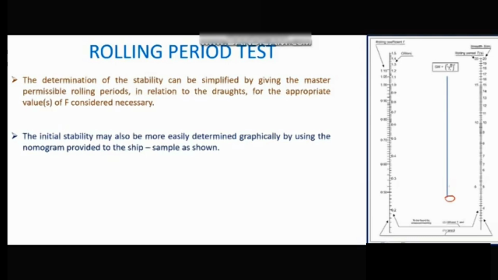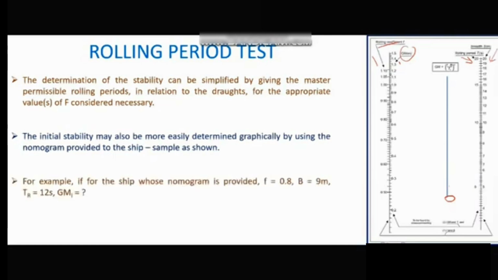Then you see on each y-axis, you have two scales. You have the rolling coefficient here, you have GM here. You have rolling period here, time, and you have the breadth here. So there are different scales on the axis. How this nomogram was to be used, I can take you through this example. If F is 0.8, B is 9, TR is 12 seconds, how much is the GM? How this was used, let me just tell you.